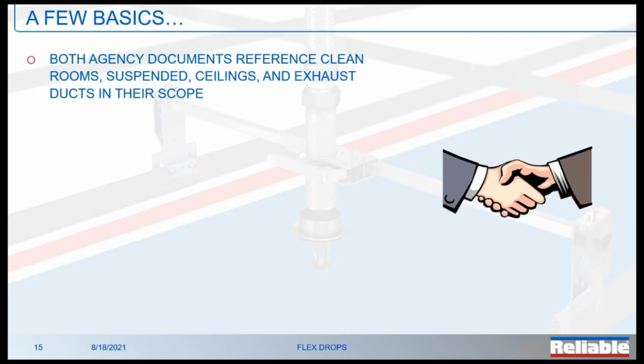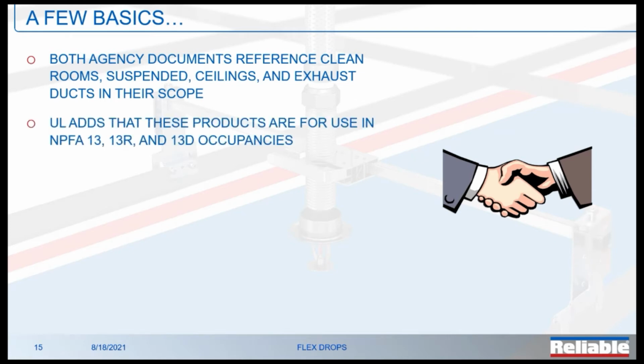Let's take a look at just a couple basic things, and here are some things that the 2 agencies more or less agree on. Both documents reference in the scope clean rooms, suspended ceilings, and exhaust ducts. So both agencies looked at it and said, okay, this is where these are going to be used. Now, UL adds a constraint. These products are for use in 13, 13R and 13D occupancies.